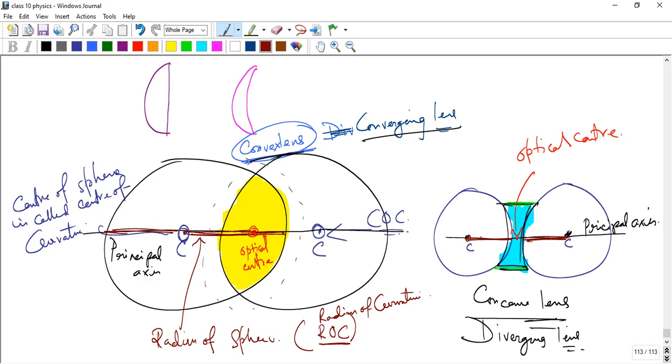Now we discuss the principal focus, and also the aperture. This line from here to here is called the aperture. This line is called the aperture, and this line too. Now we discuss what is the focus and what is the focal length.